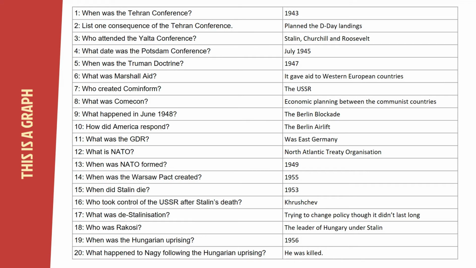So let's go through the answers. So we know that the Tehran Conference is the first of the conferences, the first meeting of the Grand Alliance, and it was in 1943. Consequence of the Tehran Conference is that obviously they planned the D-Day landing, something they called Operation Overlord. Who attended Yalta? So that was Stalin, Churchill and Roosevelt.